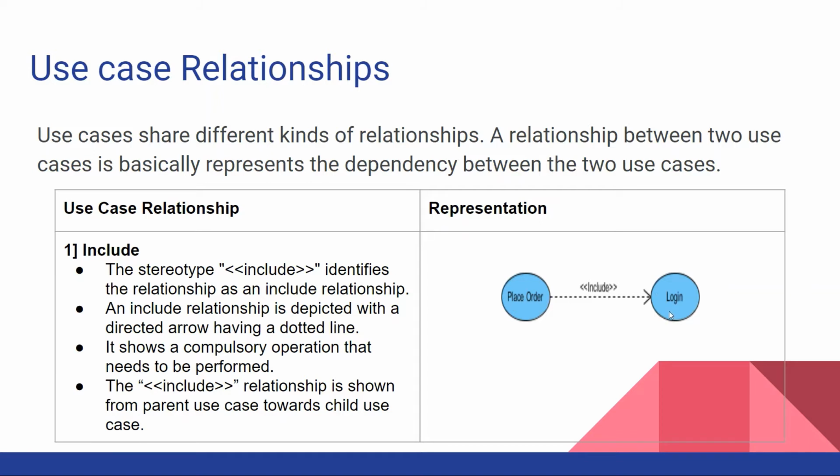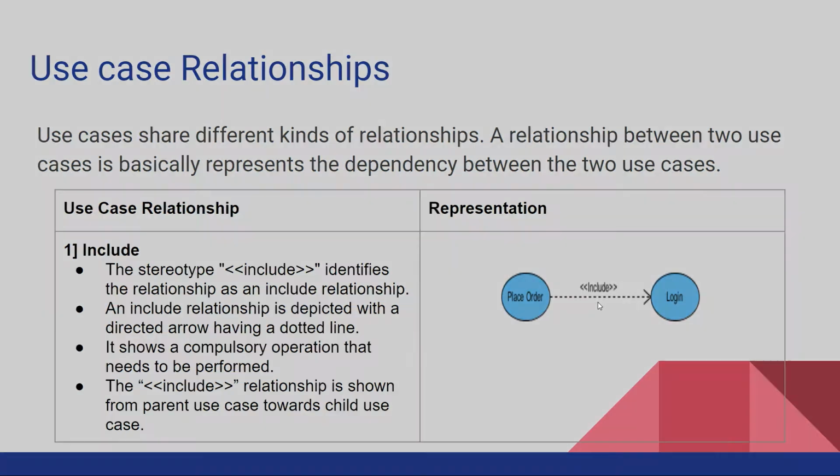So what this means is, suppose you are placing an order, and suppose you are considering a food delivery system. So there is a use case of placing order. So to place an order, you need to log in into the system. So it is a compulsory thing. So this place order will include a login function as well. So you have to compulsorily do this operation. That's when we use the include operation or include relationship, sorry.